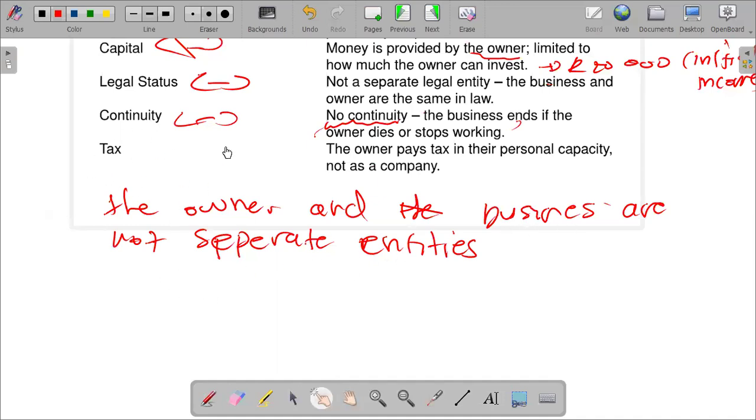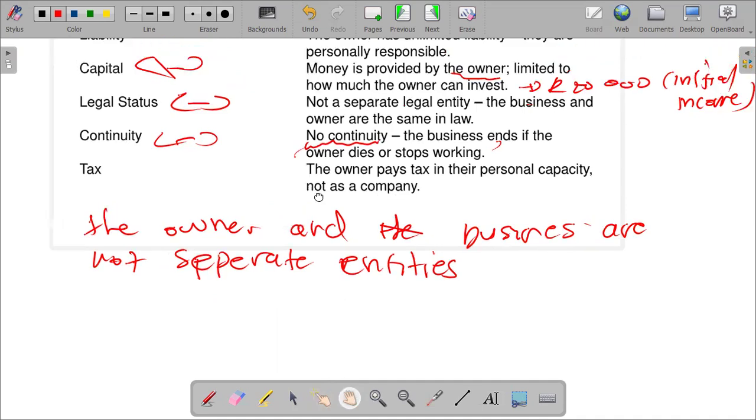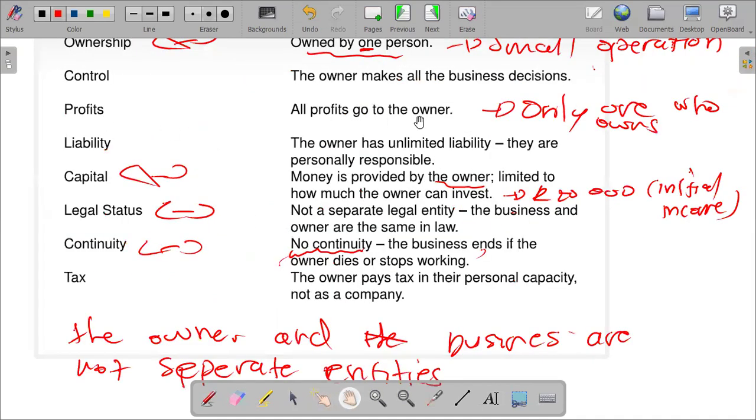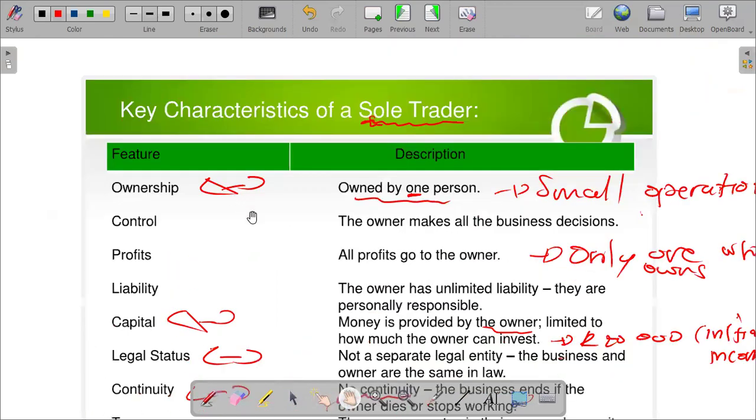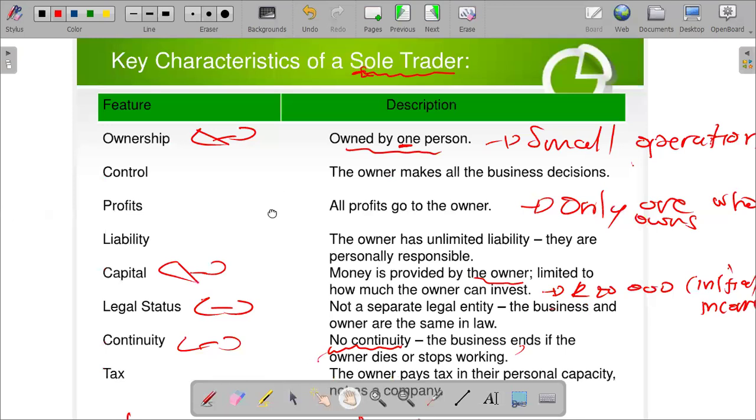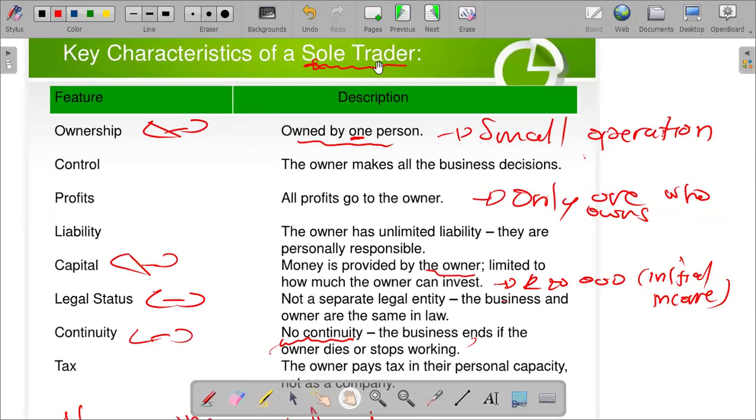That's why the business won't be taxed as a company, but rather by personal taxation, depending on how much the owner makes. So if you go back here, you see that all the profits go to the owner. So how much money the business makes, it's practically the owner's money. So he'll be taxed according to that much, right? So these are your key characteristics of a sole trader.